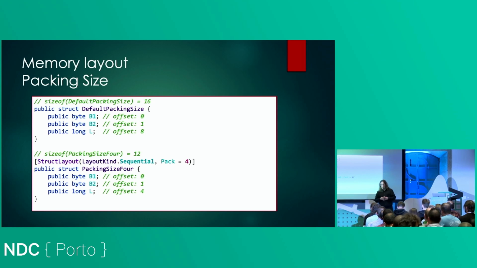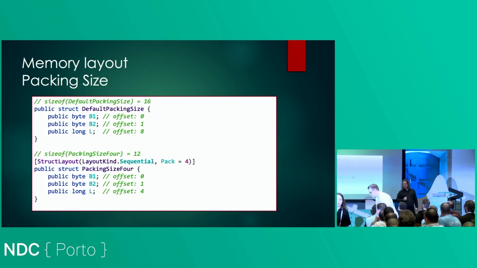And in this case, I just have 2 bytes, and I have a long, and the overall size is 16. Why? Because the runtime likes to align fields on natural boundaries. So your character, your short, they're 2 bytes. They're supposed to be aligned on 2 byte boundaries. Your ints and your unsigned ints, they're 4 bytes, so they're supposed to be aligned on 4 byte boundaries, and so on. So B1 starts at 0, then B2 follows at offset 1, but then long needs to be aligned on this 8 byte boundary, hence 16.